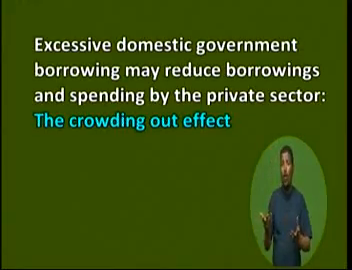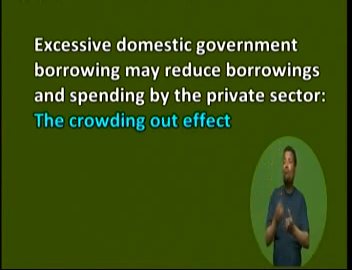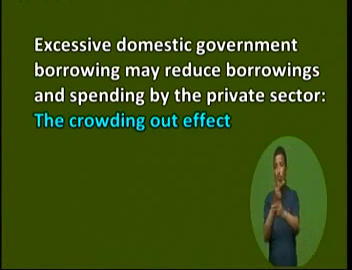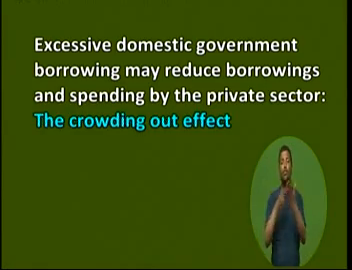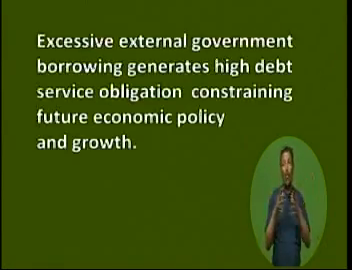Have you discussed the problems? That's great. Let me explain to you the main problems that arise as a result of excessive domestic or external government borrowings. Excessive domestic government borrowing may reduce borrowings and spending by the private sector. This is called crowding out effect.